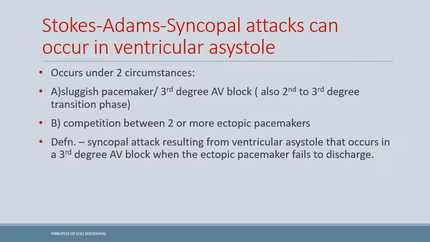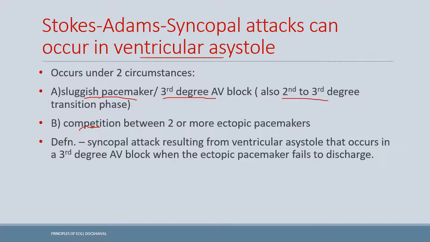Now the important principle to understand over here is about the Stokes Adams syncopal attacks that occur during ventricular asystole. And how can ventricular asystole occur? Yes, it may occur because of the third degree AV block, and of course it may occur because of the sluggish pacemaker of the ventricular tissue, and this may also occur when there is transition between the second to the third degree AV block. Now we know that there are different ventricular tissues, and it is not hard to imagine that there may be two ectopic foci which may be having their own pace, and when they have competition between two pacemakers, during that time also we have ventricular asystole.